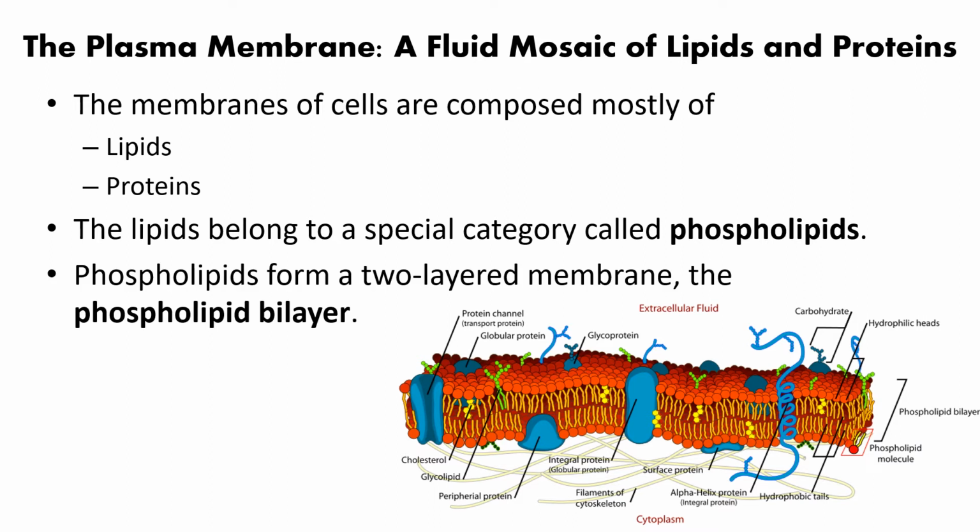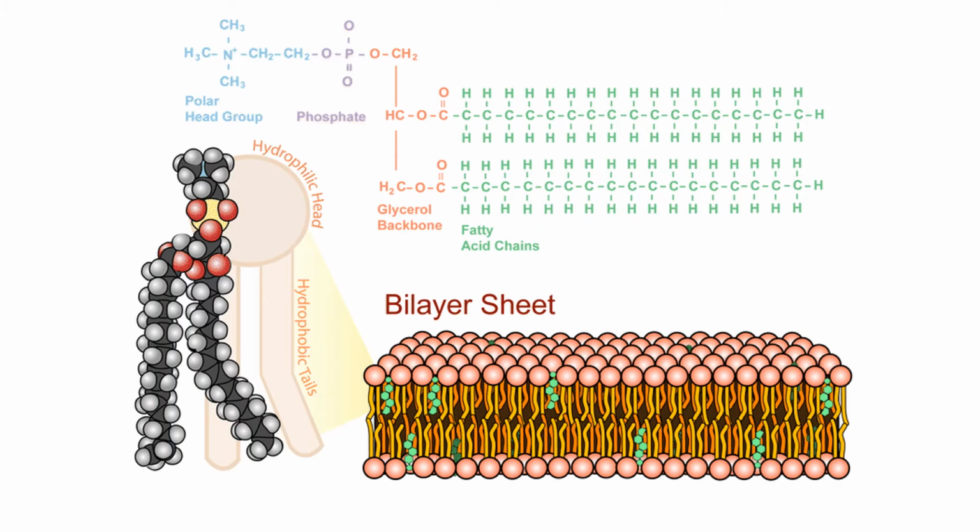Now, the phospholipid forms this two-layer membrane called the phospholipid bilayer. And the reason why it does this is because the phospholipid has a very unique structure. So let's examine the structure of the phospholipid bilayer a little bit closer. Here we have what we call the phospholipid, and the phospholipid again is going to have this phosphate on top, and it's going to have these tails that are fatty acid chains.